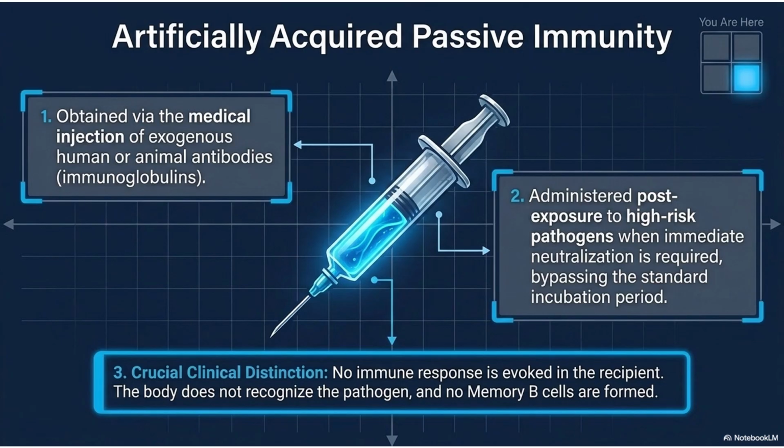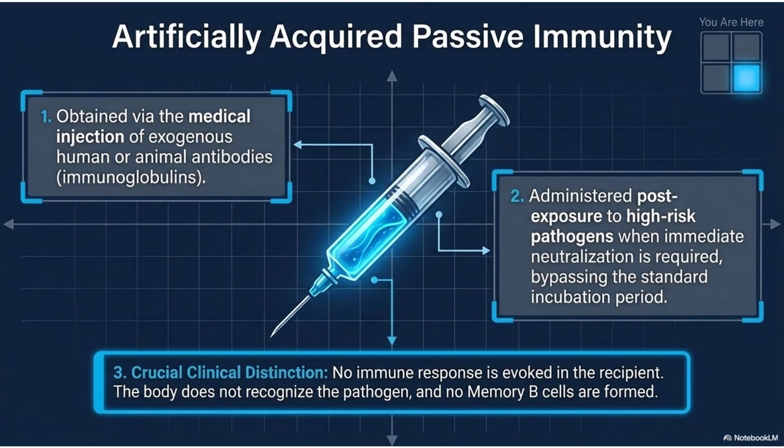So why would we do this instead of vaccinating? The answer is timing. This is used after exposure when someone has already encountered a high-risk pathogen and there's simply not enough time to wait the couple of weeks an active response would take. The ready-made antibodies provide immediate neutralization, bypassing the usual delay and getting protection into the patient before the disease can take hold.